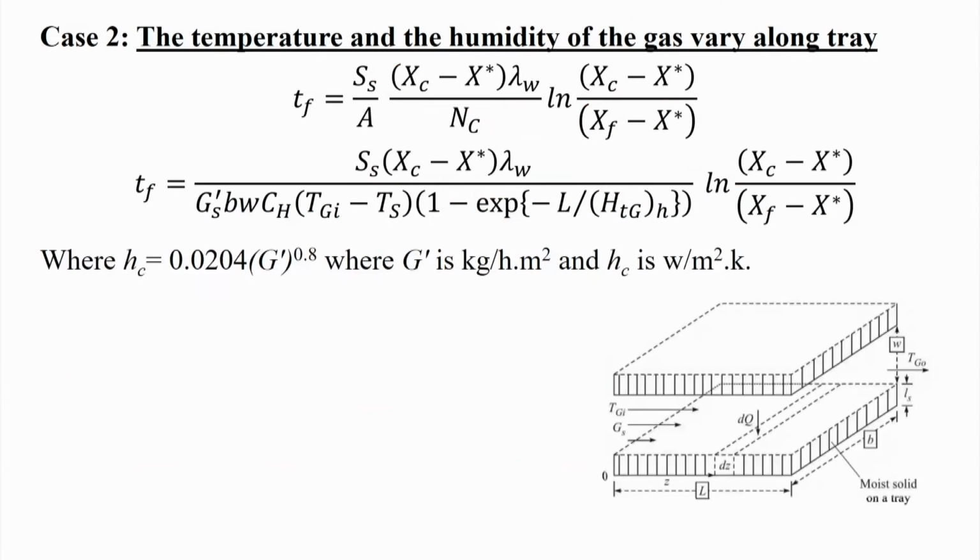Then for the falling rate period, we will follow the same formula, where Nc will be written in this form.